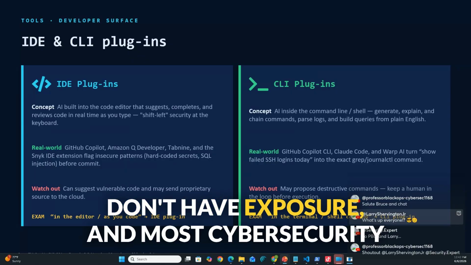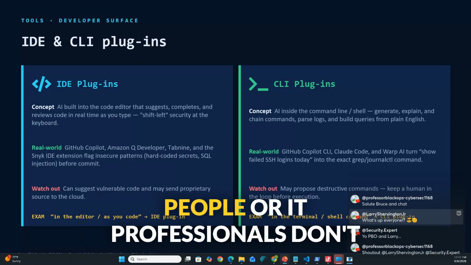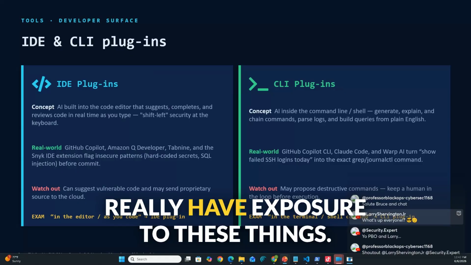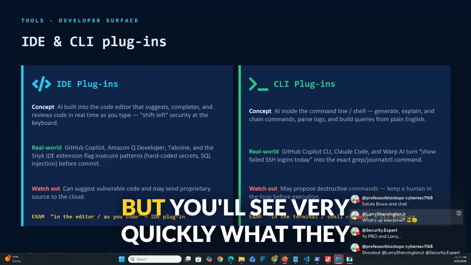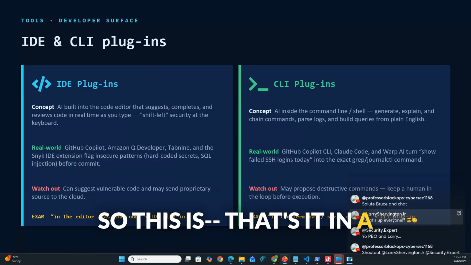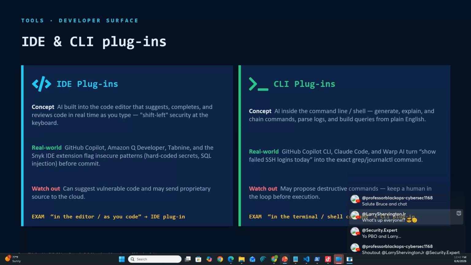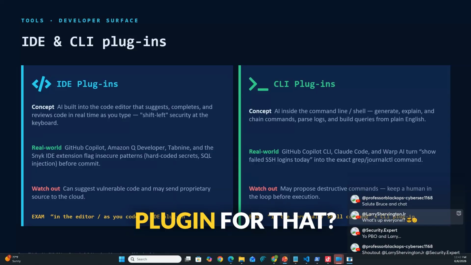So if you don't have exposure, and most cybersecurity people or IT professionals don't really have exposure to these things, but you'll see very quickly what they are and be able to distinguish them. So an IDE is what is used to develop software. So that's it in a nutshell. That is what it is. So now, what is a plugin for that?